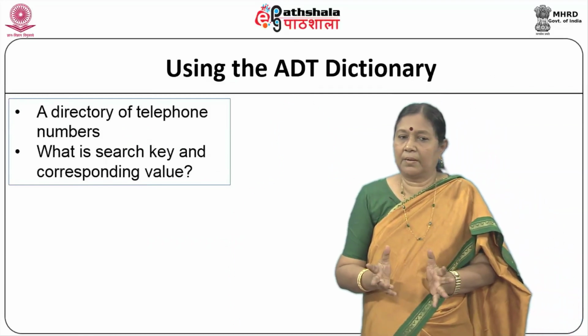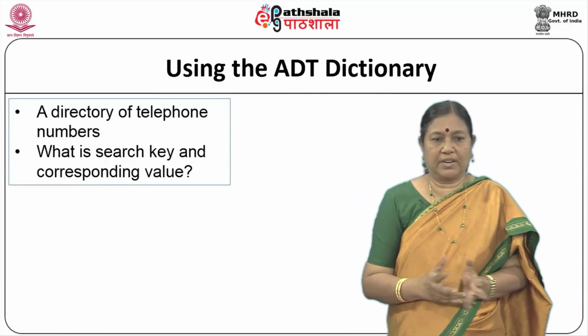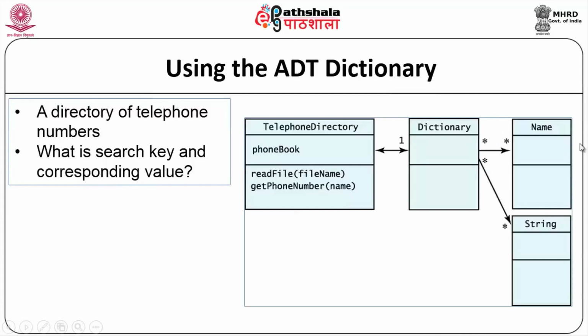A directory of telephone numbers: what is the search key and the corresponding value? That is an example. So, you have a telephone directory, a phone book, a dictionary, with a name and an associated string. It is sorted according to the name, and associated with that name you will have a key. This is a way the ADT dictionary can be defined.